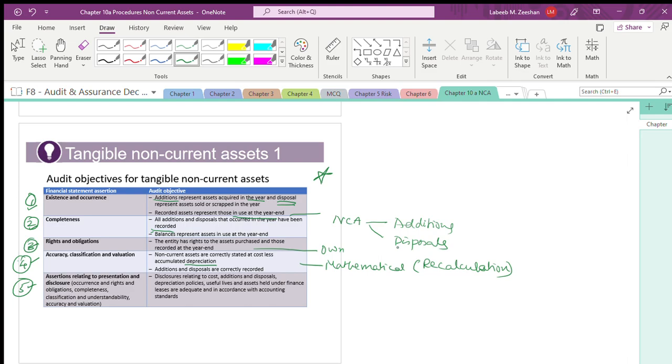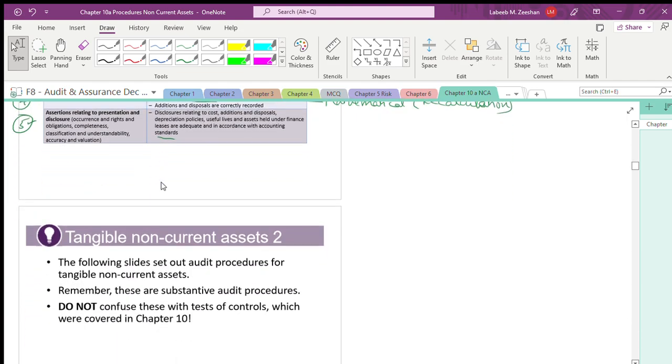Next. Disclosures relating to the cost. Additions, disposals, depreciation, you have to disclose it. Useful life, and whether we have taken the financial lease in accordance with the accounting standards. Again I say, the first thing is what are the additions and disposals during the year, which assets are in use. Second, whether we have recorded all the additions and disposals, completeness. Whether we have the rights over the assets recorded, that is rights and obligations. We have done the depreciation, in terms of accuracy, classification and valuation. And the last one is disclosure and presentation. Fine. These are the 5 assertions here. If they ask, they will ask on this only.